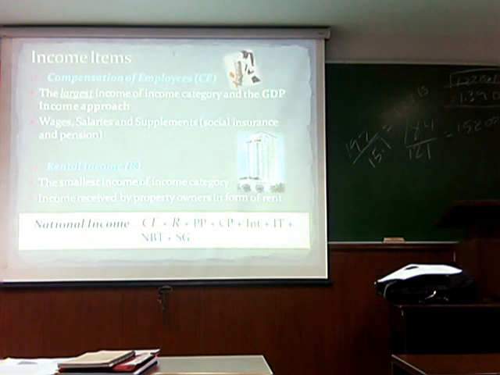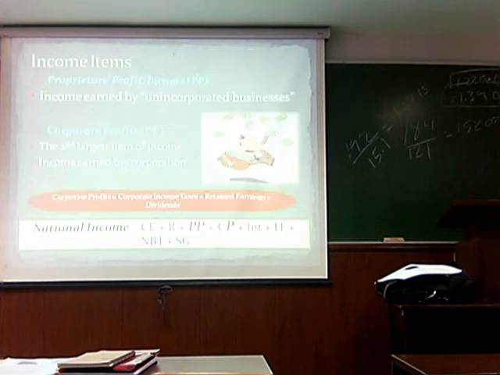The second one is rental income. It's the smallest income category because most people don't like to rent out a building, and they prefer to take a loan from the bank to build the building, which then becomes the business or company building. The third one is proprietors' income, which is profit coming from all businesses, earned by unincorporated businesses. The fourth one is corporate profit, which is the profit that companies get.